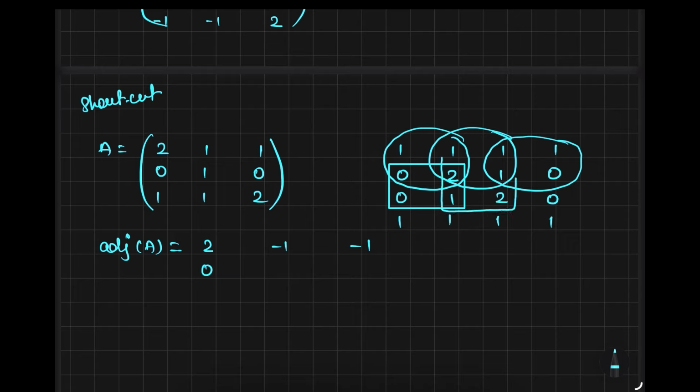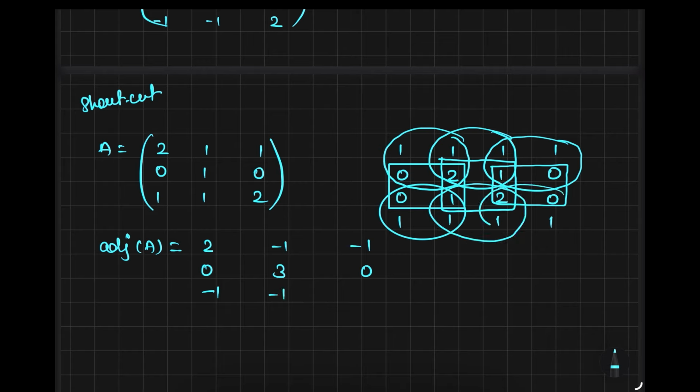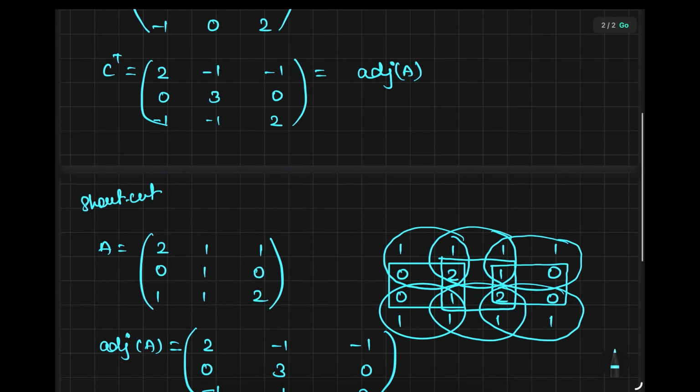Then this, 4 minus 1 is 3. Then this. Okay, so it is 0 minus 0 is 0. Now again come back to this place. 0 minus 1 is minus 1. Then 1 minus 2 is minus 1. Then 2 minus 0 is 2. So you are done. That here is your adjoint of the matrix.